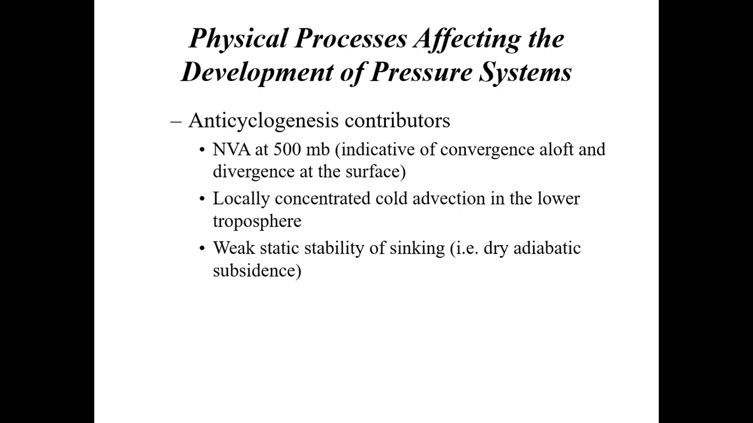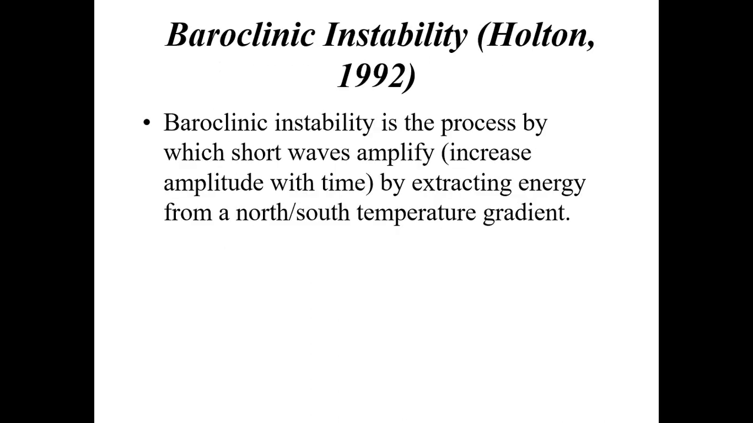Locally concentrated cold advection in the lower troposphere. Anticyclones or high-pressure systems, baroclinic highs, they really like cold air advection in the lower troposphere. And then weak static stability of sinking air motion. As air sinks, it is going to warm and the atmosphere is going to compress.